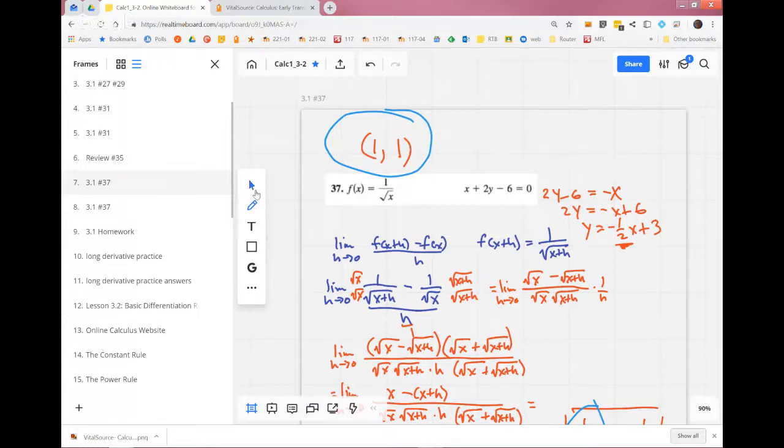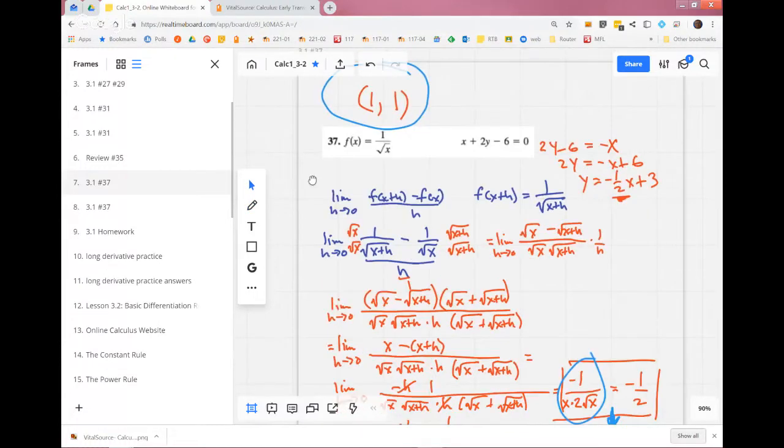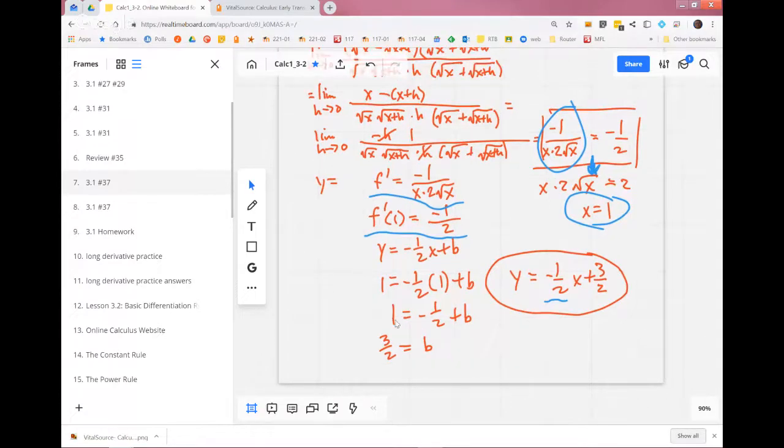So now we can go back to the bottom and using the point, plug in 1 for y, 1 for x, you can solve for b. Final answer. So that became a fairly involved, kind of a long problem.